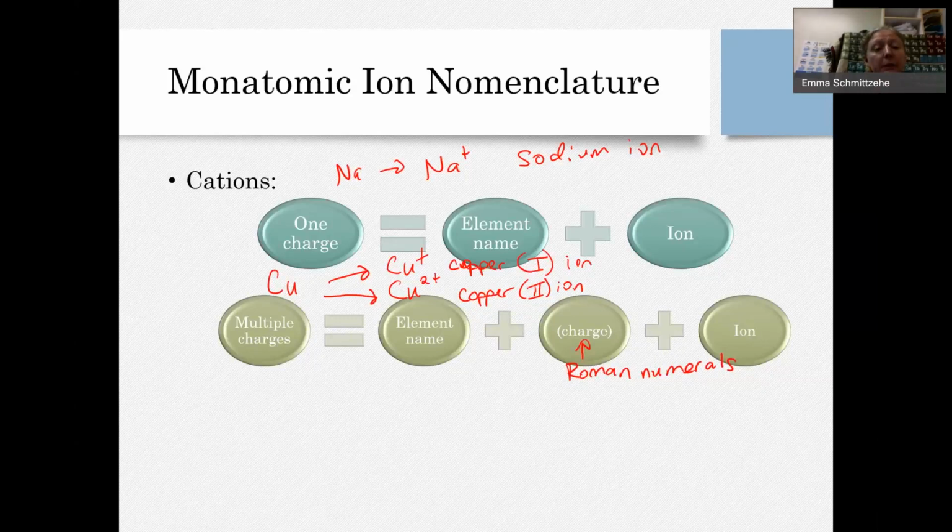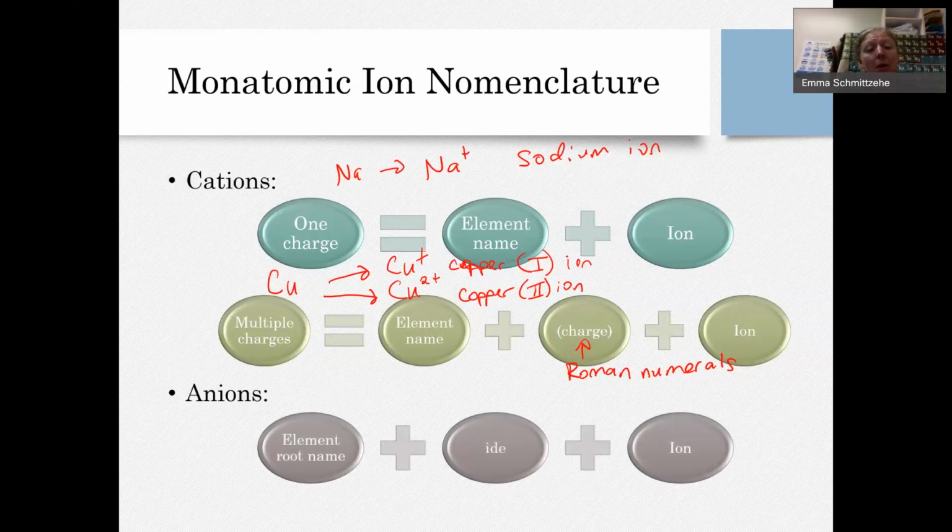Now let's talk about the basics of anions. We can also have anions that are monatomic ions. Remember, these are ions that contain one atom, one atom that has lost or gained electrons. To name a monatomic anion, you take the element root name, meaning the beginning of that element's name, then you add ide as an ending, IDE, and then you add the word ion.